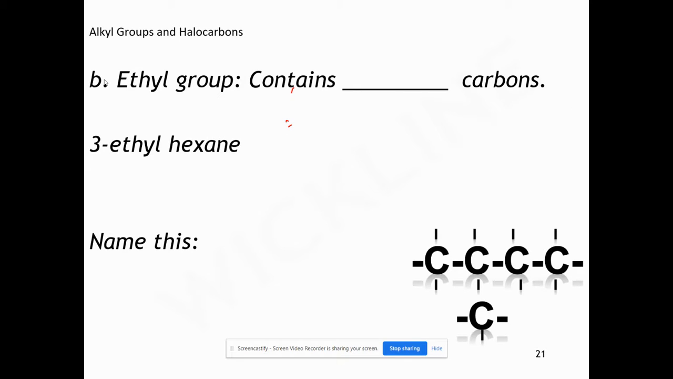Okay, ethyl group contains 2 carbons. So you should be able to draw 3-ethylhexane. So you would draw hexane, which would be 6 carbons in a line. And then on the third carbon, you put an ethyl group.